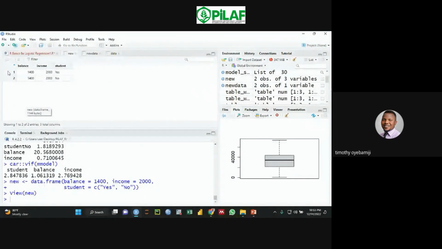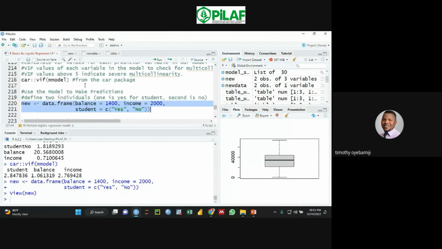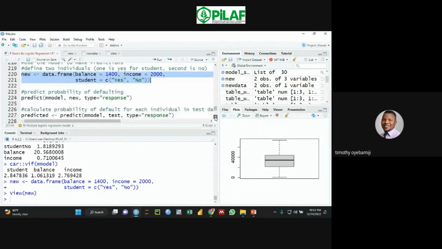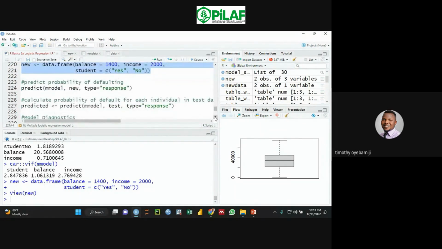So you can see the first person earns 1,400, income is 2,000, and is a student. The second person earns 1,400, income is 2,000, and is not a student. All right. So if you see, we don't know. The data available is not showing whether they are defaulters or not. We don't even have their credit score or their performance with other loans and with other banks. All right. So let's predict.